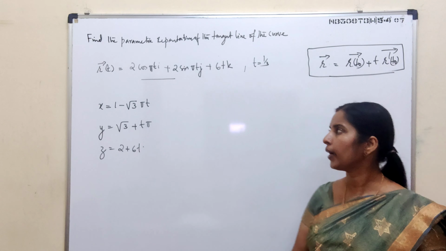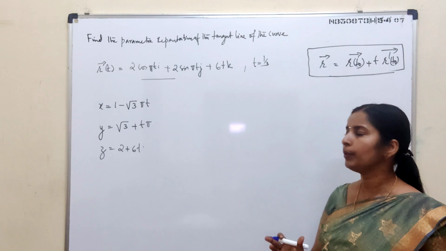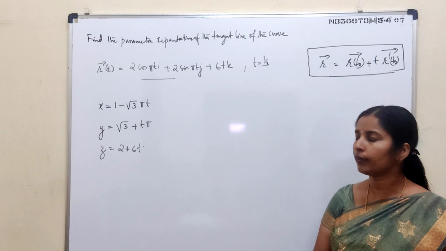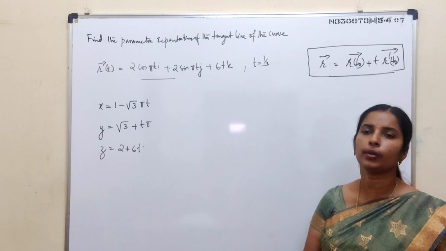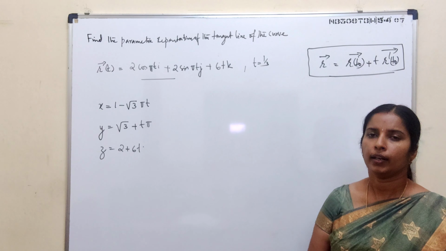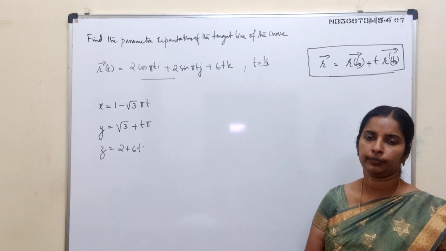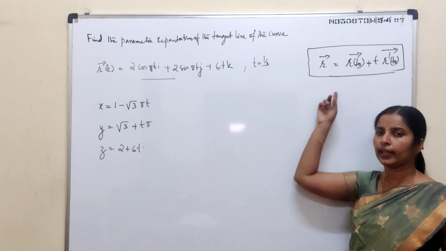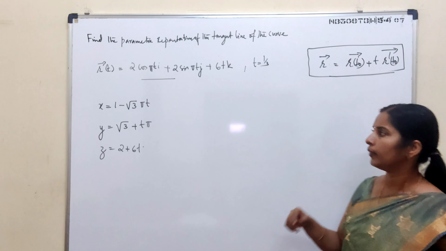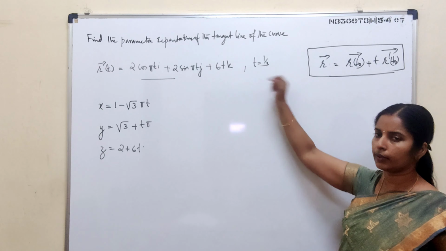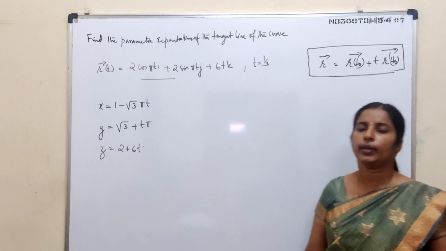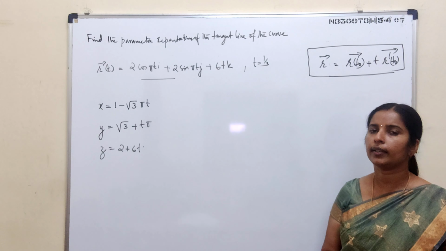Next, I am going to give a question for you. You have to answer this question. Our question is, find the parametric equations of the tangent line of the curve vector r t is equal to 2 cos pi t i plus 2 sin pi t j plus 6 t k at t equal to 1 by 3. We know the equation of tangent line through t naught. Here you find r dash t. Next you find vector r at 1 by 3 and r dash at 1 by 3 and substitute in this equation.